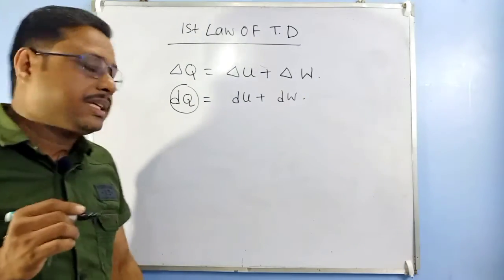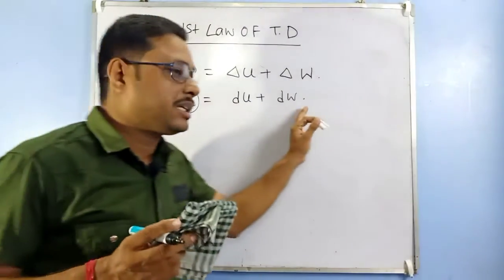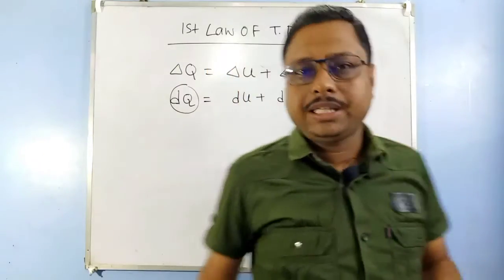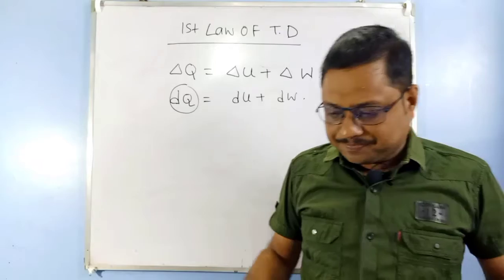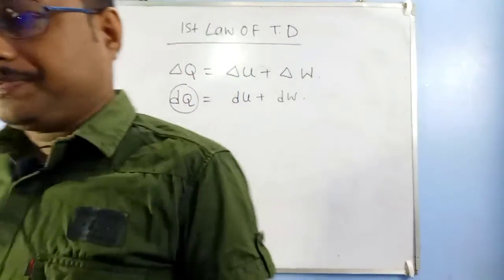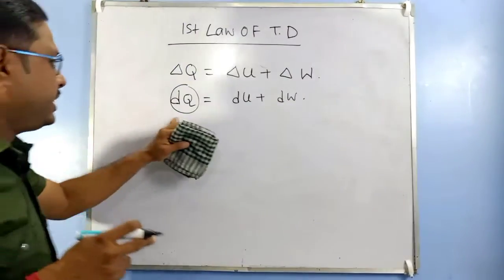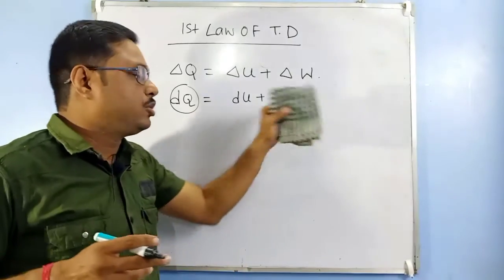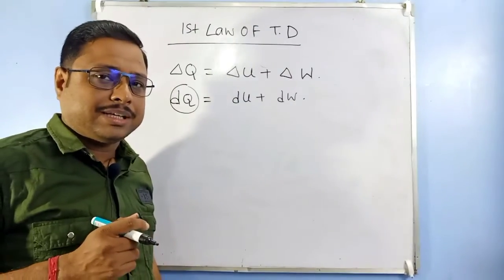But my question is, how does this equation come about, from where does this equation come, and why do we write it as dQ equal to dU plus dW? Can anyone answer it?